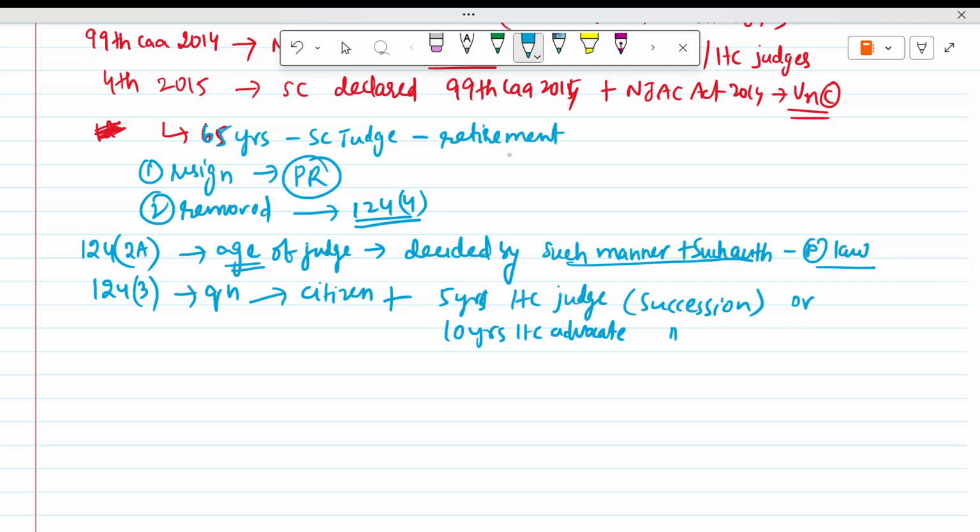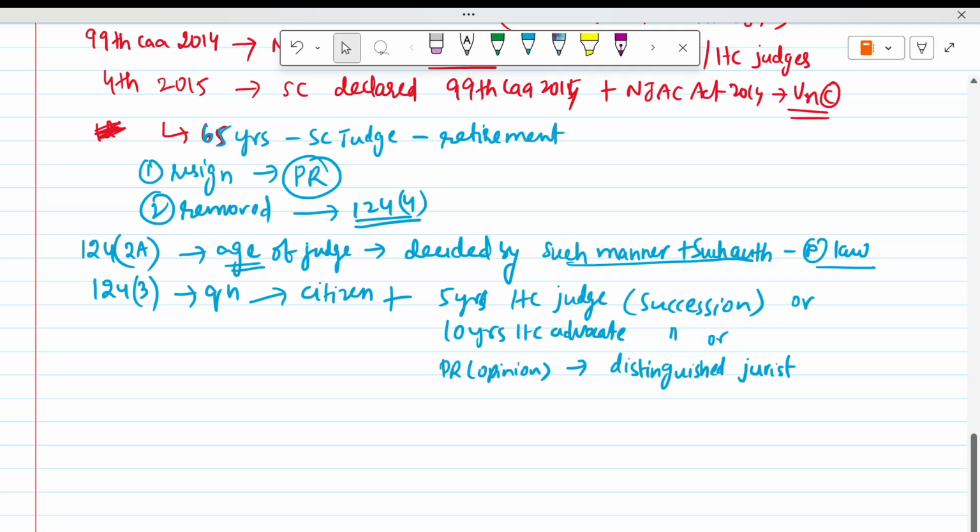Or, in the opinion of the President, he is a distinguished jurist. Distinguished jurist means an expert lawyer, you can say. If he is a very talented lawyer, and the President feels like that, the President can directly appoint him as a Supreme Court judge. That is 124 3.